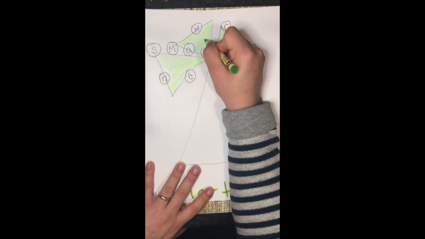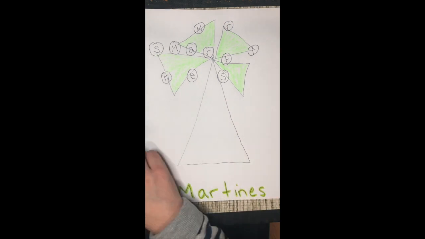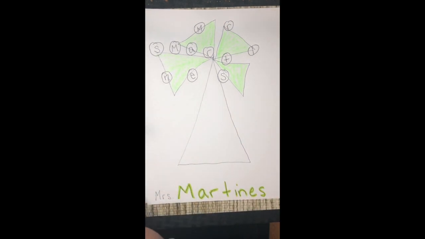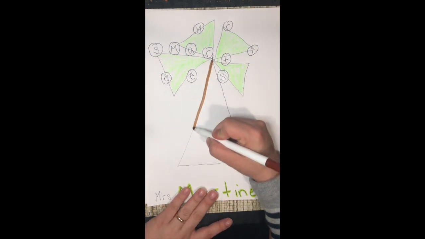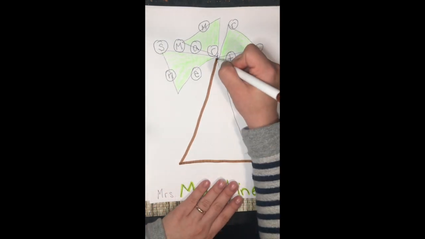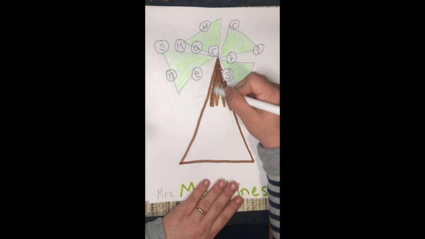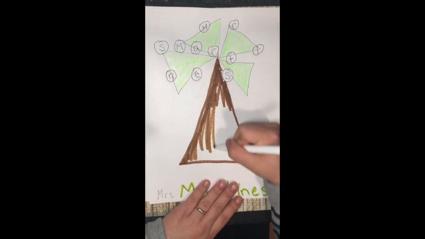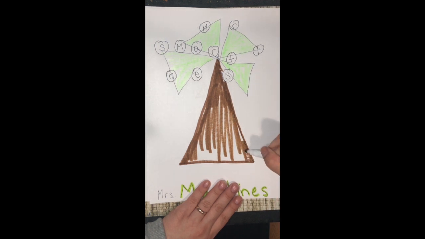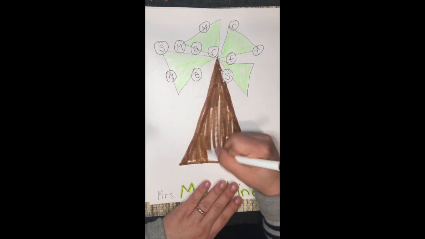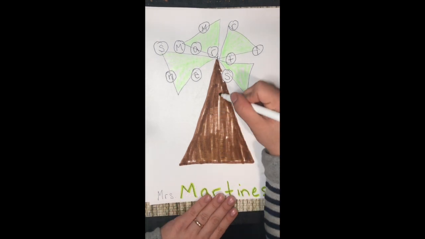So each of our trees is going to look different because all of our names are different. Some of us might have only 5 coconuts. My friends, so like my friend Lucy, she only has 4 letters in her name, so she's going to have only 4 coconuts, and that's okay. With this activity, you get to practice writing your letters and practice writing your name.